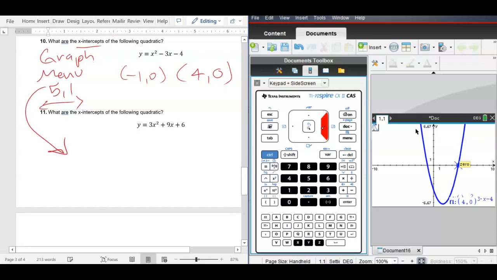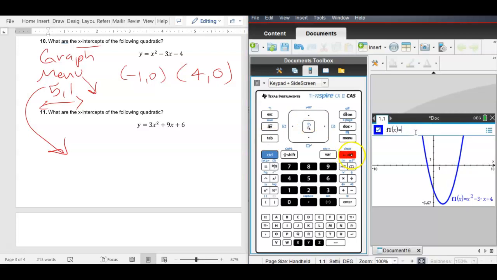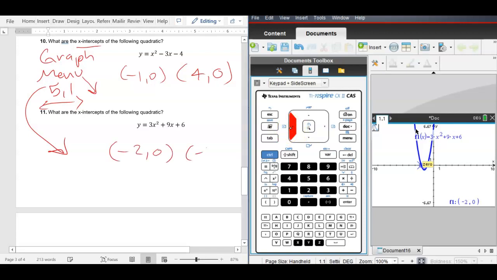Same thing here. Graph, menu 5, 1. Okay. So if I change my graph to 3x squared plus 9x plus 6, menu 5, 1, I have a 0 at negative 1, 0, and negative 2, 0. Okay, so again, graph, menu 5-1, trace it left or right when it looks for the zeros. Another word for x-intercept is zeros, okay?